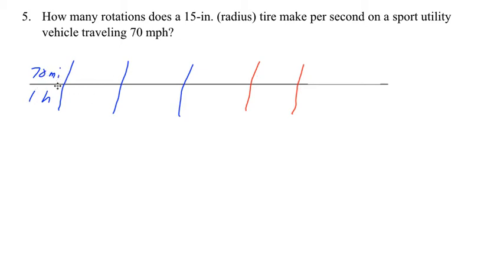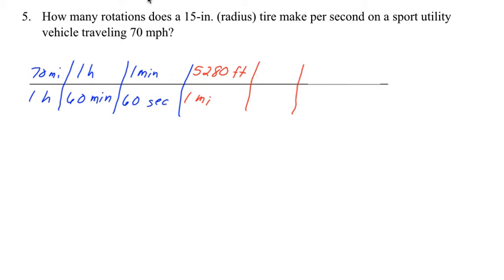So we need a conversion from hours to minutes. And 1 hour is 60 minutes, and then 1 minute is 60 seconds. So this will give us our miles per second. Now we need to figure out a conversion from miles into... it says how many rotations does a 15-inch radius tire make per second. So we need rotations per second. So let's go ahead and change our miles into inches so that we can deal with the circumference in just a second. So 1 mile is 5,280 feet.